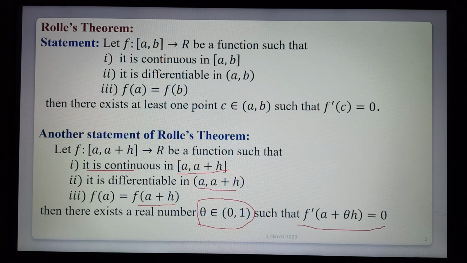In the first statement we had a, b, but here, replacing b by a+h, h is a small positive number, so a and a+h are nearly the same value, and then we find the theta value. Theta is a real number between 0 and 1, such that f'(a + theta h) is equal to 0. This is the other statement of Rolle's theorem.